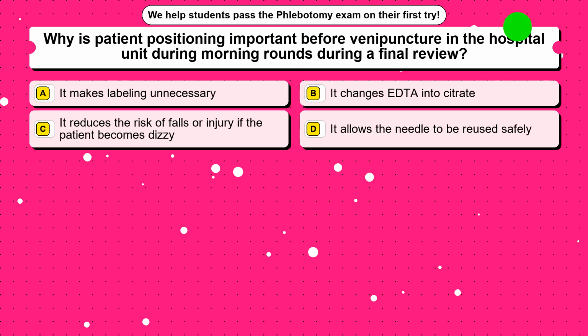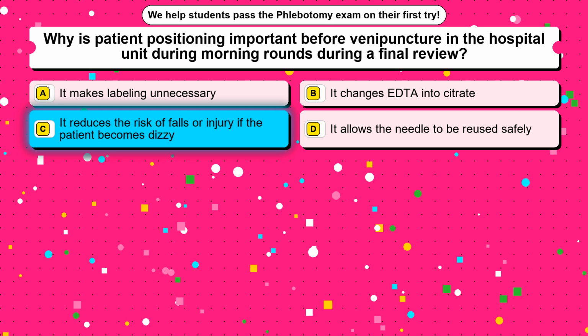Question 62. Why is patient positioning important before venipuncture in the hospital unit during morning rounds during a final review? Option A. It makes labeling unnecessary. Option B. It changes EDTA into citrate. Option C. It reduces the risk of falls or injury if the patient becomes dizzy. Option D. It allows the needle to be reused safely. The correct answer is option C.